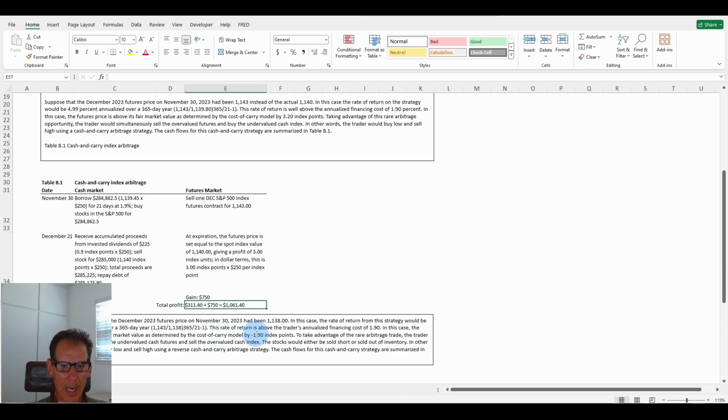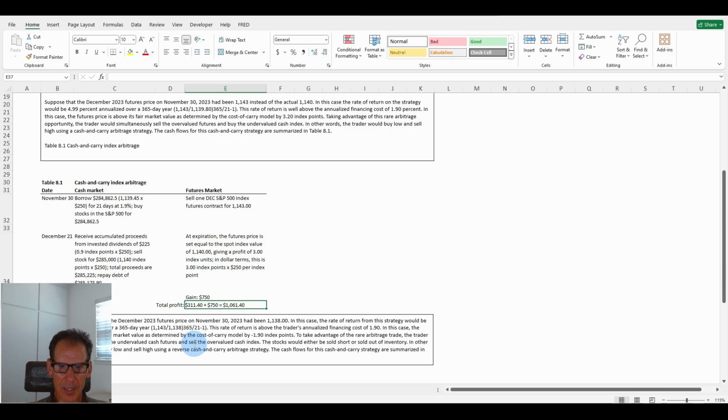by 1.9 index points. To take advantage of the rare arbitrage trade, the trader would simultaneously buy the undervalued futures and sell the overvalued cash index. The stocks would either be sold short or sold out of inventory. In other words, the trader would buy low and sell high using a reverse cash and carry arbitrage strategy.